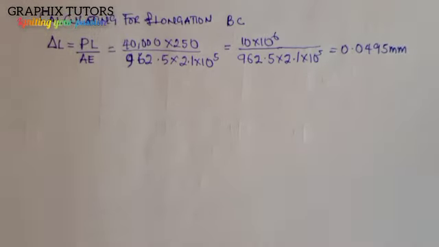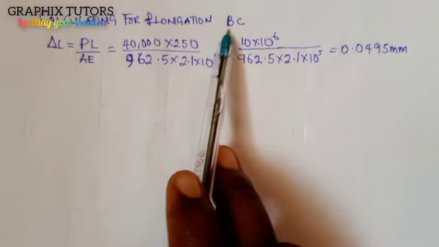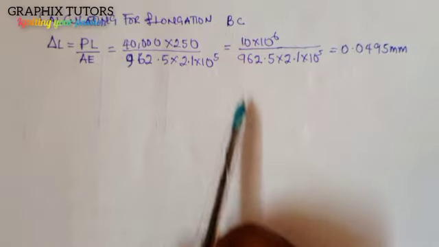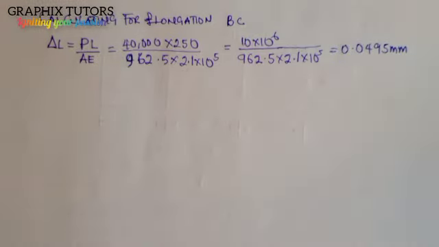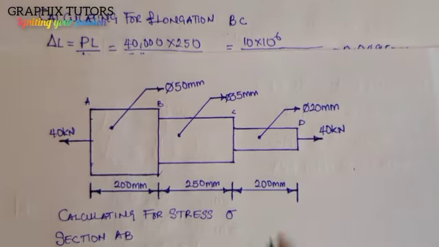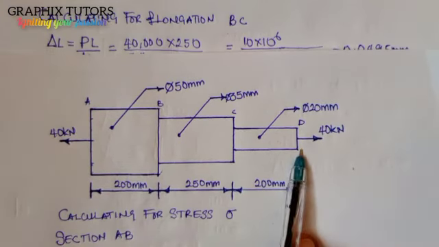That is the elongation for section BC. Now we want to do that for section CD. So calculating stress for section CD. Now this is section CD, so we have to write our parameters.